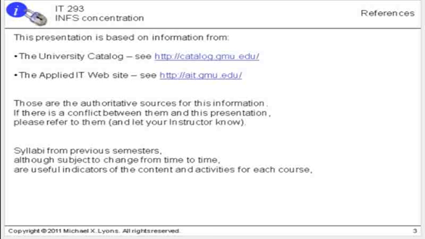Another useful reference source, as I've indicated here on the bottom of the slide, are syllabi from previous semesters. But be aware that things do change from time to time. In many cases, what happens in one semester will be very similar to what happens in the following semester, but there is potential that those things change. So until a syllabus is available for a semester, the previous syllabus is probably your best guide as to the actual activities in any particular course.